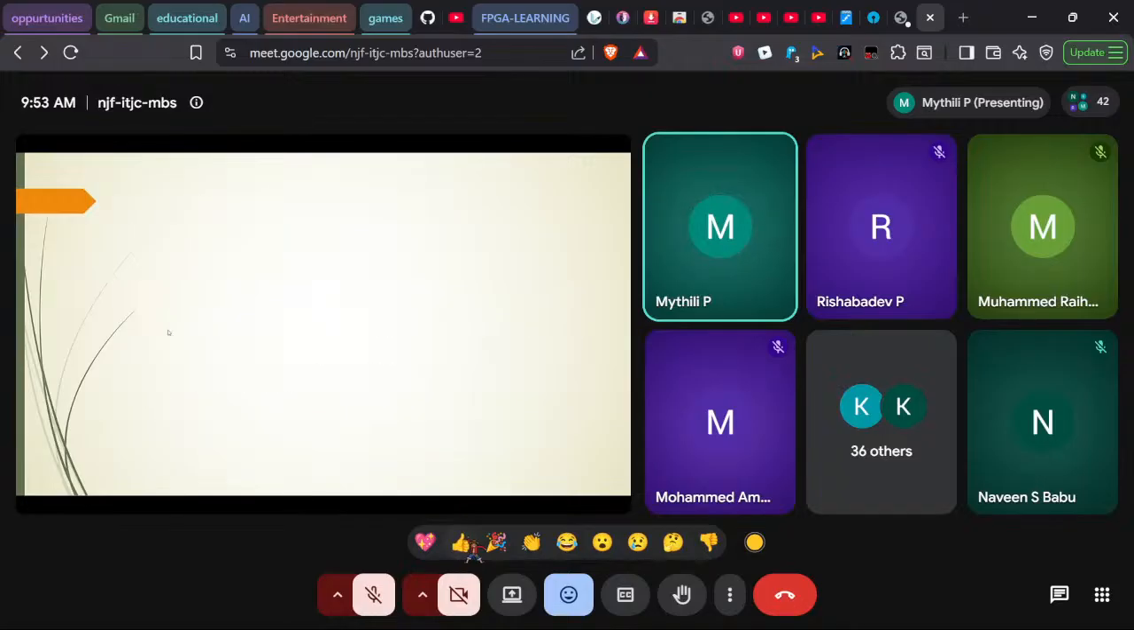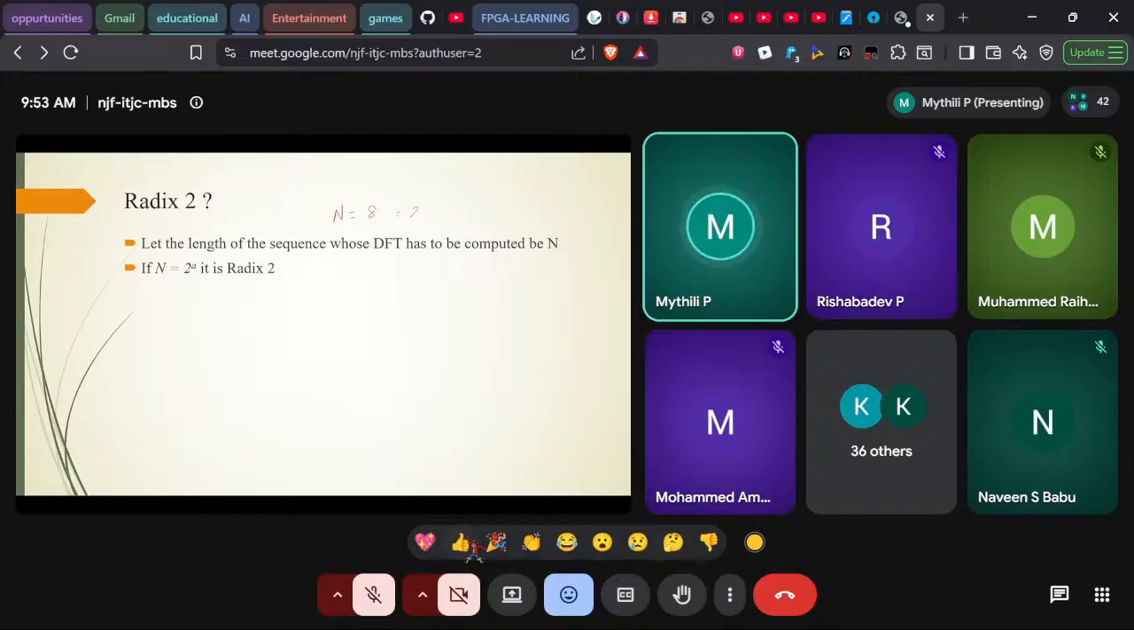So what is a radix 2 algorithm? If the length of the given sequence whose DFT you want to find is a power of 2, then we call it a radix 2 algorithm. If you have a length N equal to 8, for example, 2 to the power of 3, you can keep on dividing these numbers until you get a 2. That is the specialty of radix 2.